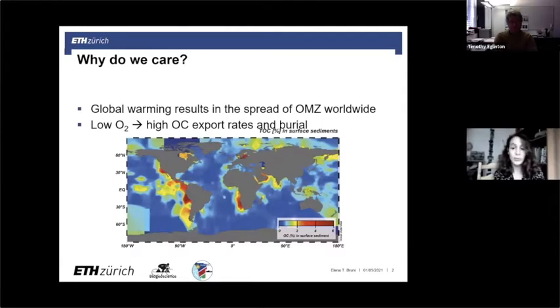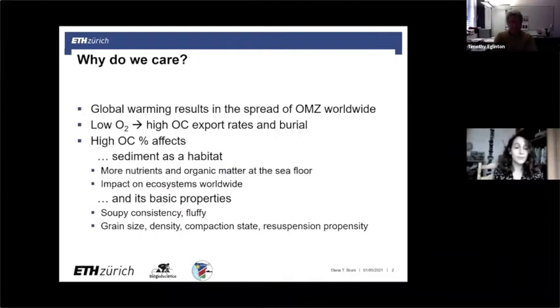The accumulation of organic carbon in the surface sediment does not only affect the living beings in the bottom ocean, but also many aspects that fall within the non-living aspect quite a lot. First, we want to focus on sediment because this is what my research is about, right? It is affected as a habitat. So as described before, more nutrients and organic matter at the seafloor will impact the functioning of the ecosystems worldwide. Low oxygen will also affect the basic properties of the sediment, however.